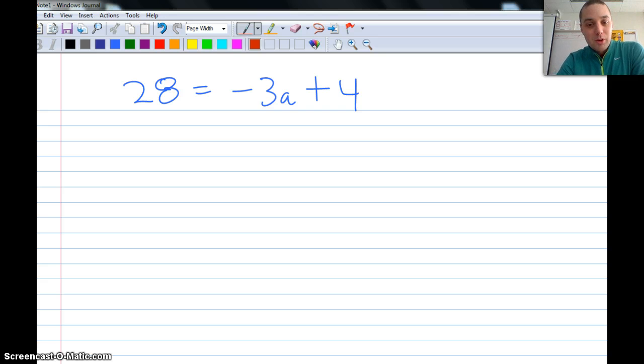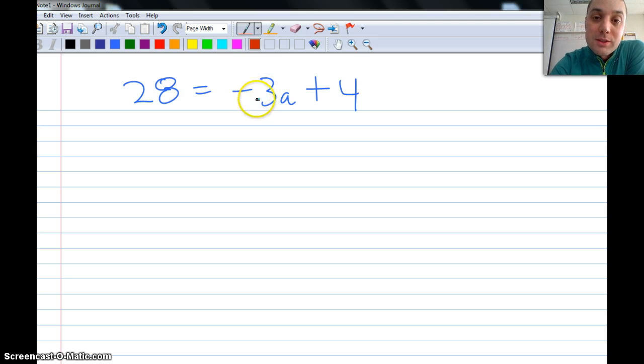Same steps, same order. Look at where the letter is, and that tells you where to start. This time the letter's on the right-hand side. That's different. That means you start all your fiddling with in 2 steps over on the right-hand side. So get rid of any adding or subtracting. Well, there's a plus 4. There's also a negative out here, right?